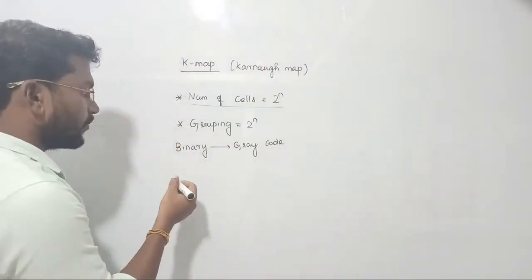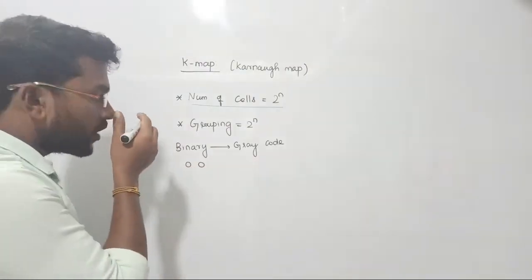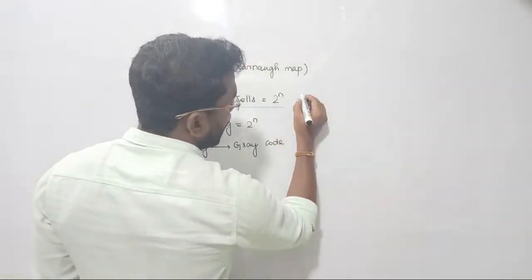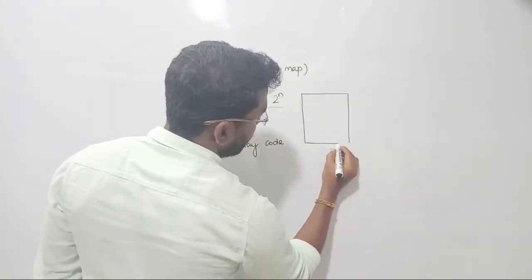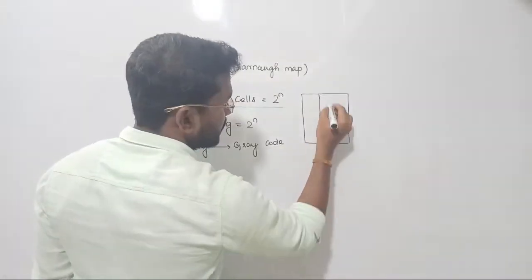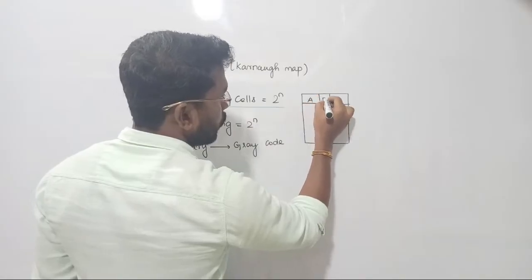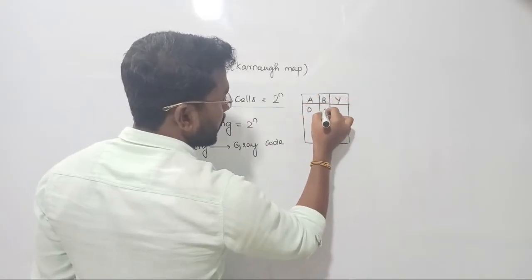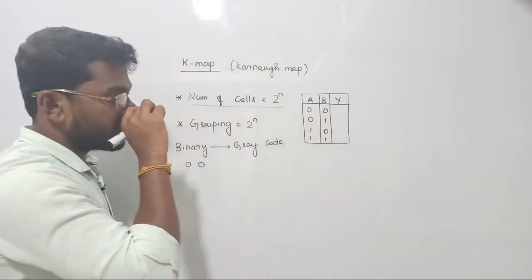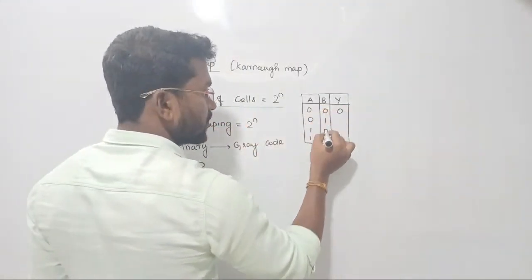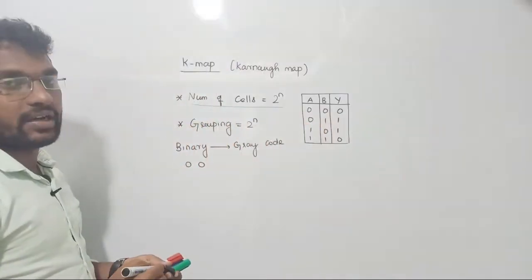Now suppose I have 2 variables here, for example 0 0. When you go from binary to gray code, you always have to remember the XOR operation. The XOR logic should always be in your mind. We have already discussed this XOR logic. When we consider 2 variables, for the XOR gate the inputs 0 0, 0 1, 1 0, 1 1 give outputs: 0 0 will give you 0, 1 1 also will give you 0, this will give you 1, and this will give you 1. That is the XOR gate.